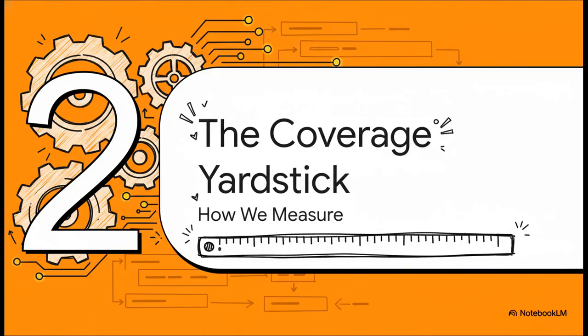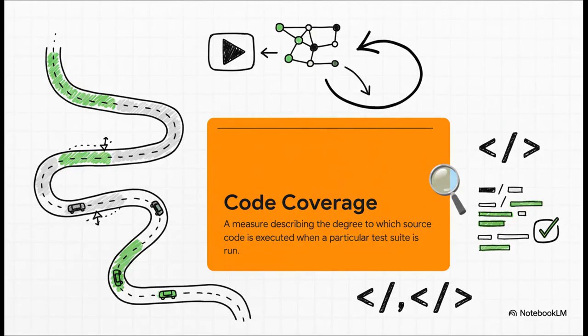Okay, so if we're going to be poking around inside the code, how do we even measure if we're doing a good job? We need some kind of yardstick, right? And in the world of white box testing, that yardstick is called code coverage. At its core, code coverage is just a percentage. It tells us how much of our code our tests actually ran. Think of your code as a map of a city. Coverage shows you which streets you've driven down and, crucially, which ones you haven't touched at all. It's a direct, objective way to measure just how thorough your test suite really is.